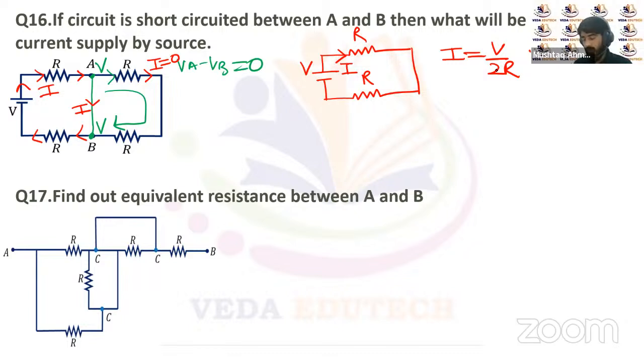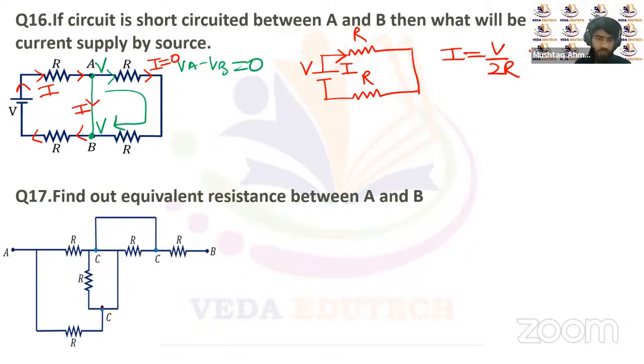Now, let's focus on question number 17. Question number 17 is once again based on the short circuiting of the circuit, right? Find out the equivalent resistance between A and B. Now you can see here there's a circuit, and we have to find the equivalent resistance between the 2 points A and B, right?